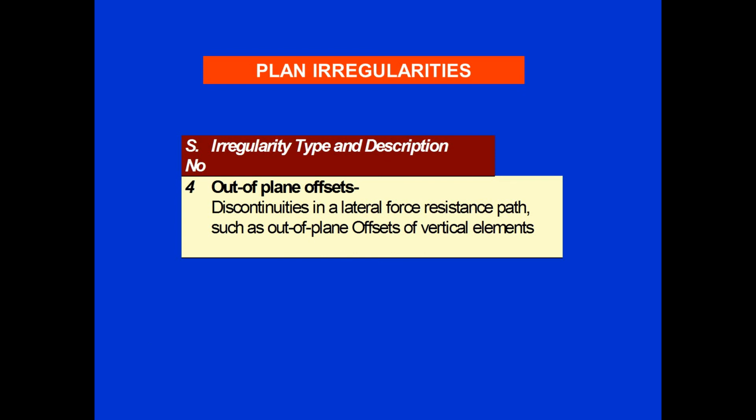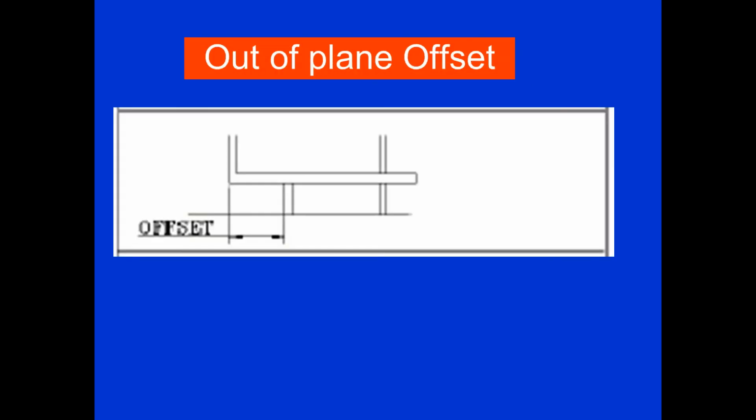Then plan irregularity, the next type is out of plane offset. Discontinuity in the lateral force resisting path, such as out of plane offset of the vertical elements, is also a type of plan irregularity. This is the best example. This is the elevation, if you see the diagram on the screen, and an offset is nothing but a cantilever projection. In elevation you can see that there is an offset of cantilever projection of, suppose, more than 10 feet. So it is also one type of out of plane offset.